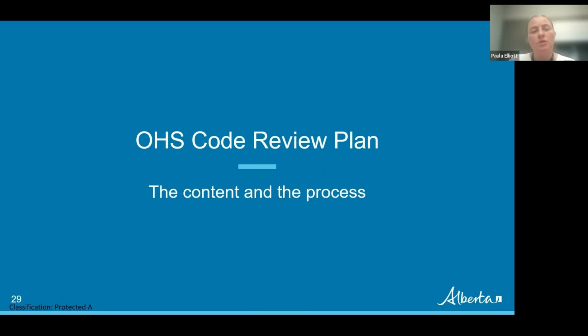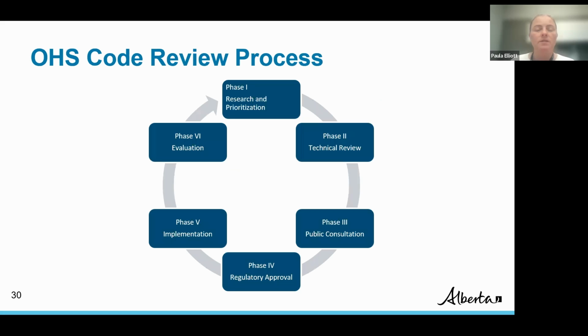So as part of this process, we've developed and published a code review plan and process. It is a 6-step cycle where we start off with research and prioritization, which is a call for topics for review. We consider stakeholder feedback and changing work processes. We consider things like the harmonization through that RCT agreement, so maybe some evolving issues, research, compliance and enforcement data, and we'll prioritize those topics and publish a 3-year review plan.